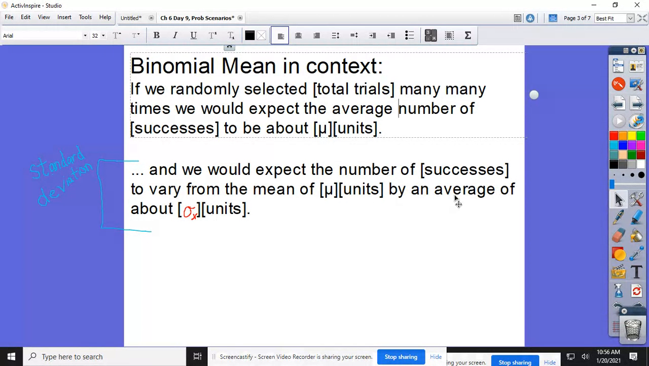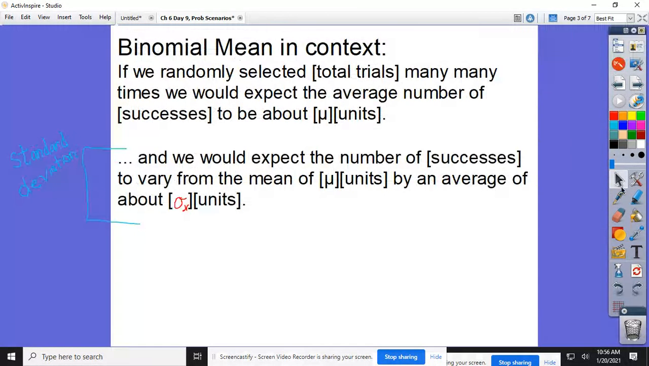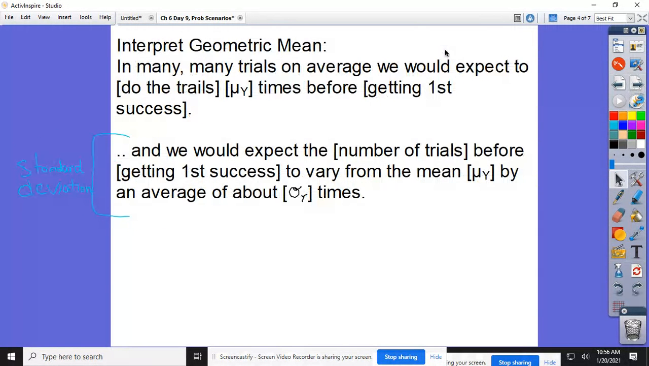Anybody still writing that? So while we're at it, we're going to go ahead and write the geometric one too. Many, many trials, on average, we'd expect to do the process a certain amount of times before we. So I'll explain it once y'all write it down, because I don't want to mess you up because you're going to keep writing.